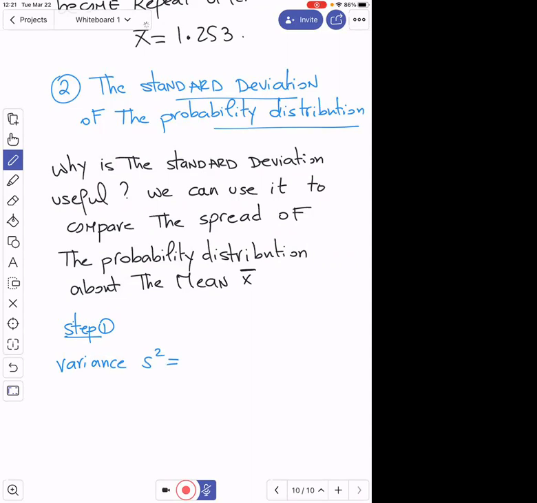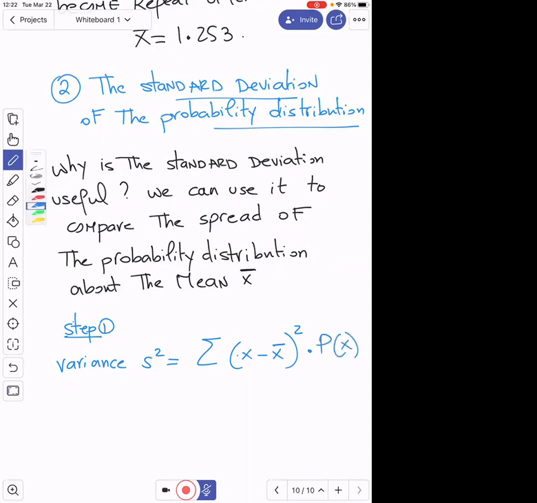distance from X, variable X, to the X bar. So that would be X minus X bar. So the variable X minus the mean, squared. Of course, we have a summation here. This is a sum times the weight, which is the probability of X.